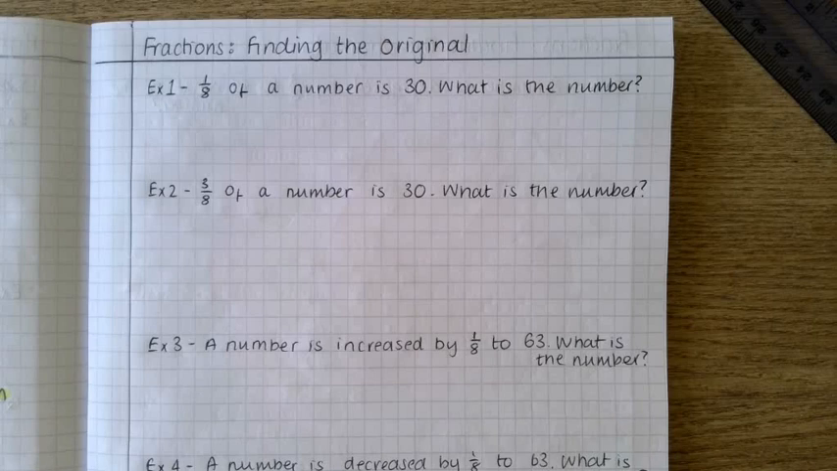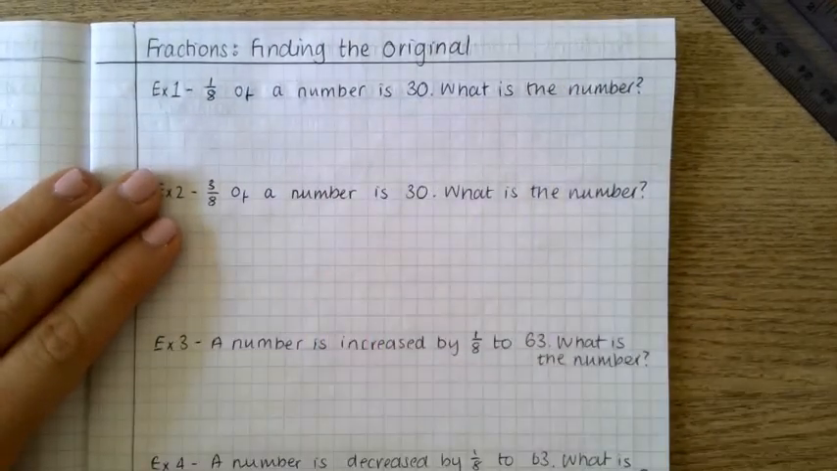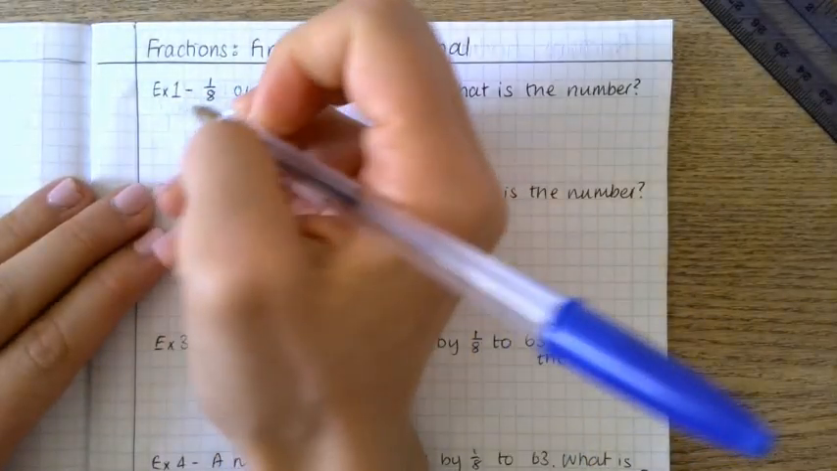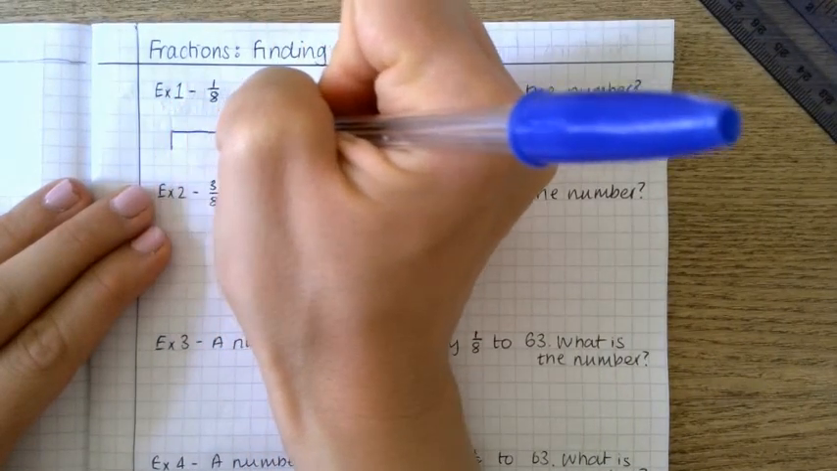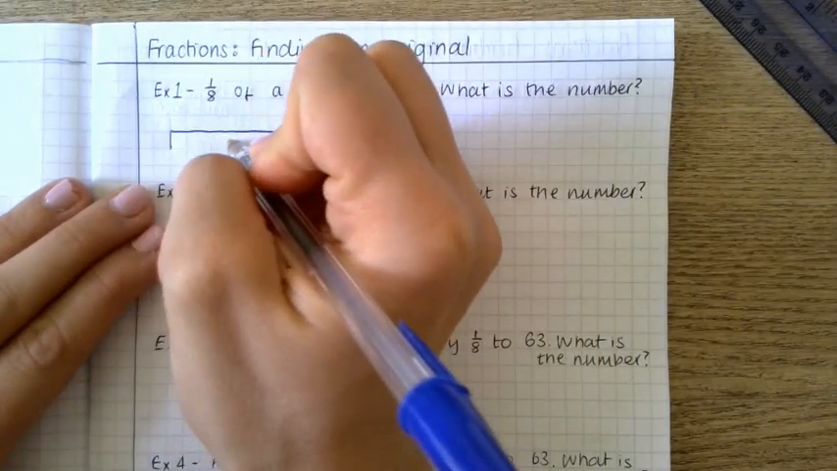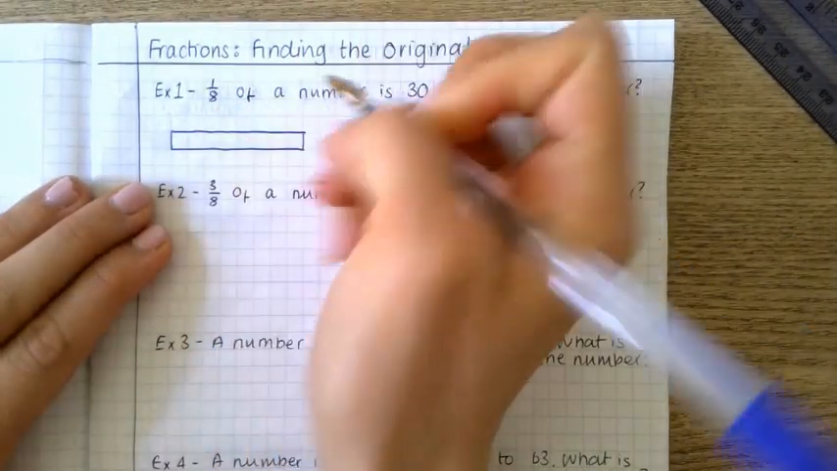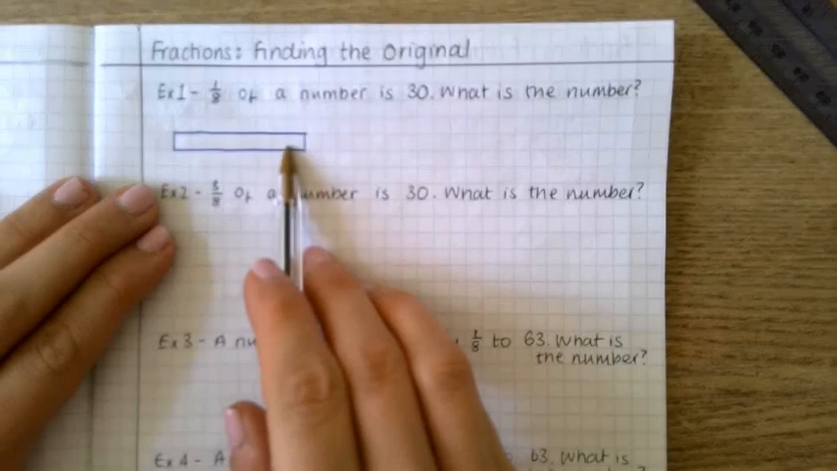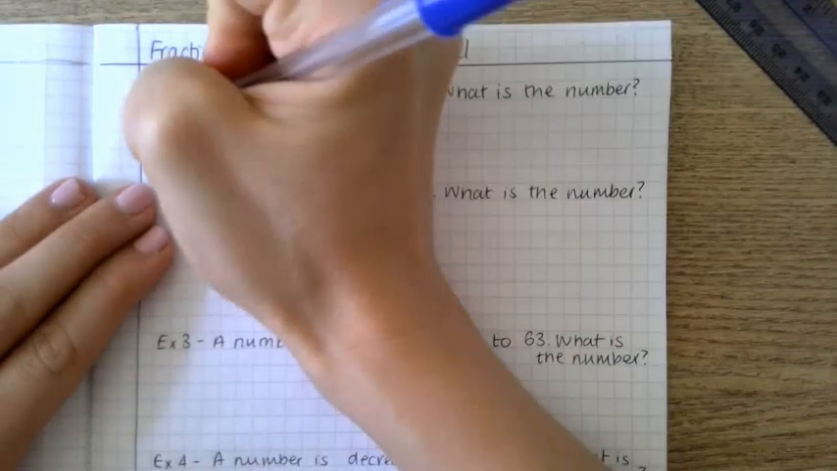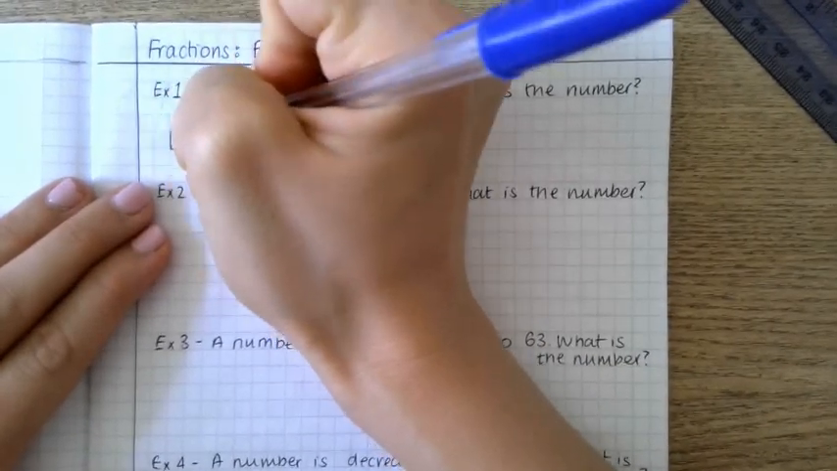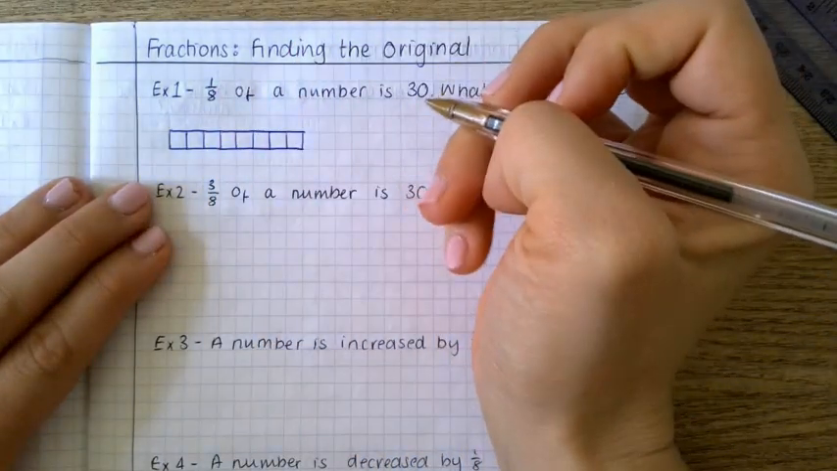So example 1 tells us that 1/8 of a number is 30. What is the number? And I'm going to draw what eighths look like. So here I have one whole and it's divided into 8. Okay, there are 8 parts. So each of these little squares is 1/8. And we have been told that 1/8 is 30.